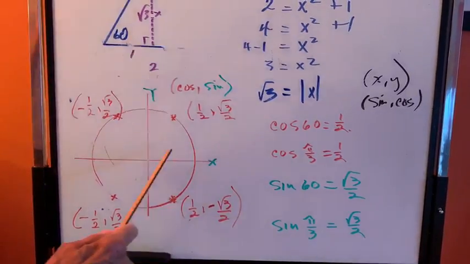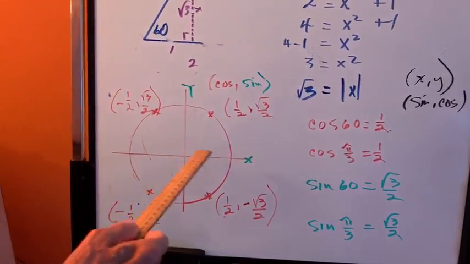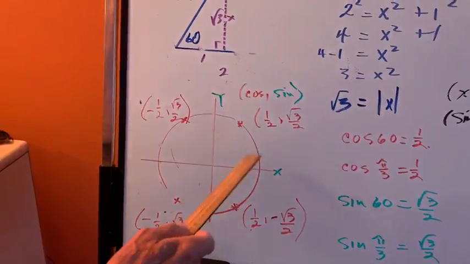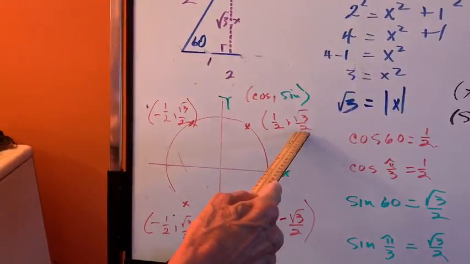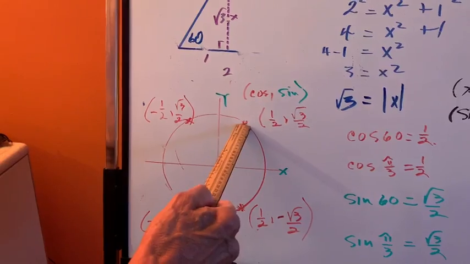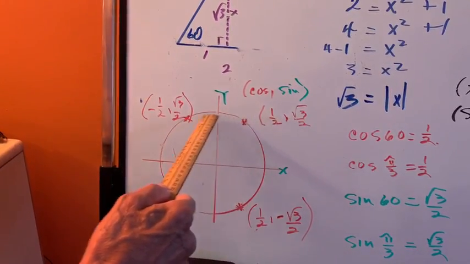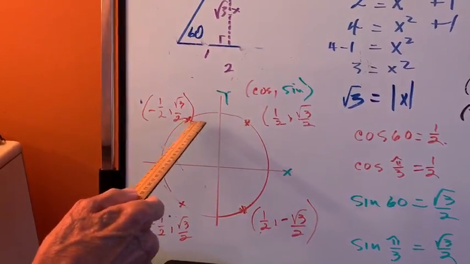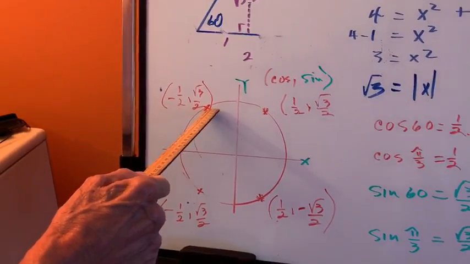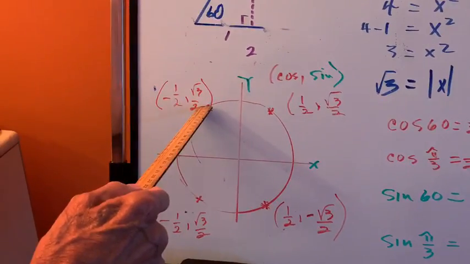Let's go to the circle. Okay, this is a nice place you want to remember the circle, cos and sine. So, see, this is 60, cos of 60 is 1/2. Sine is root of 3 over 2. Cos of 120, 6 times 2, 120, negative, and the sine is root of 3 over 2.